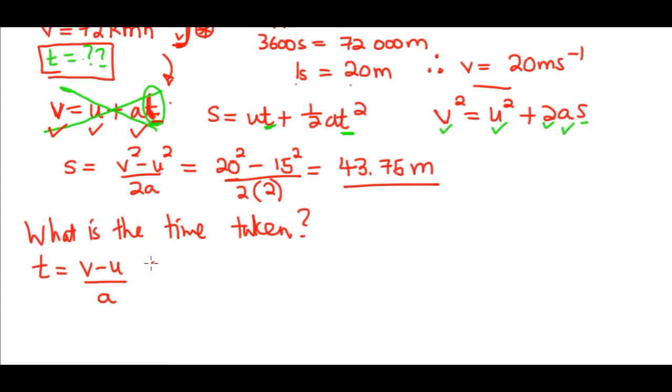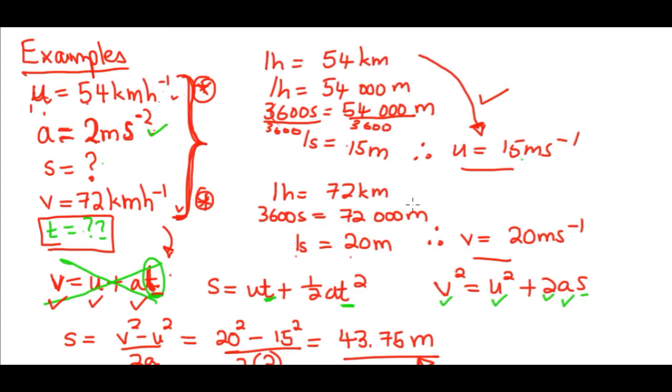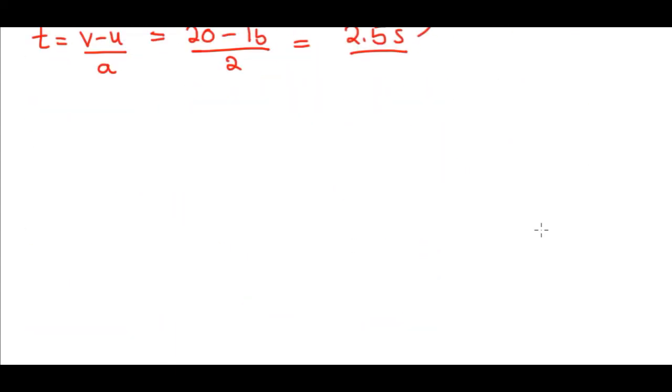Straightforward, right? So this is equal to, what is our v, which is 20, minus our u, which is 15, divided by a, which is 2. So the time it took is 2.5 seconds. So it took 2.5 seconds to travel through 43.75 meters at that acceleration, starting at our initial velocity 15 meters per second, ending at 20 meters per second. Straightforward, I think. Let's look at another example.